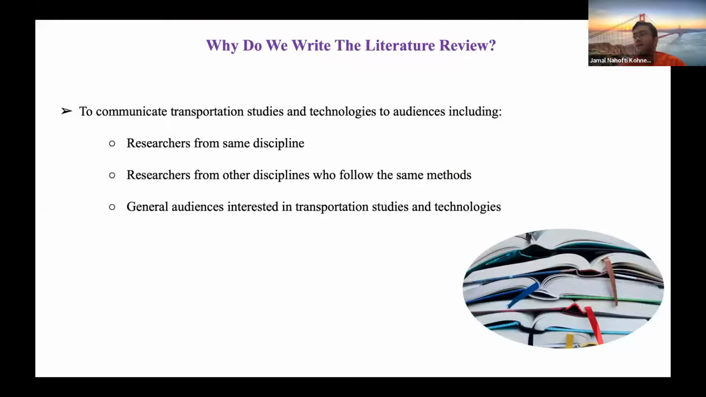So the first question that we can ask is why we need to write a literature review. There are some reasons for that. We need to communicate with audiences of transportation studies and technologies. Those audiences are researchers from the same discipline or researchers from other disciplines, such as electrical engineering and industrial engineering, that are following the same methods. And also general audiences that are interested in transportation studies and technologies and want to follow up on the literature review of those transportation engineering studies.